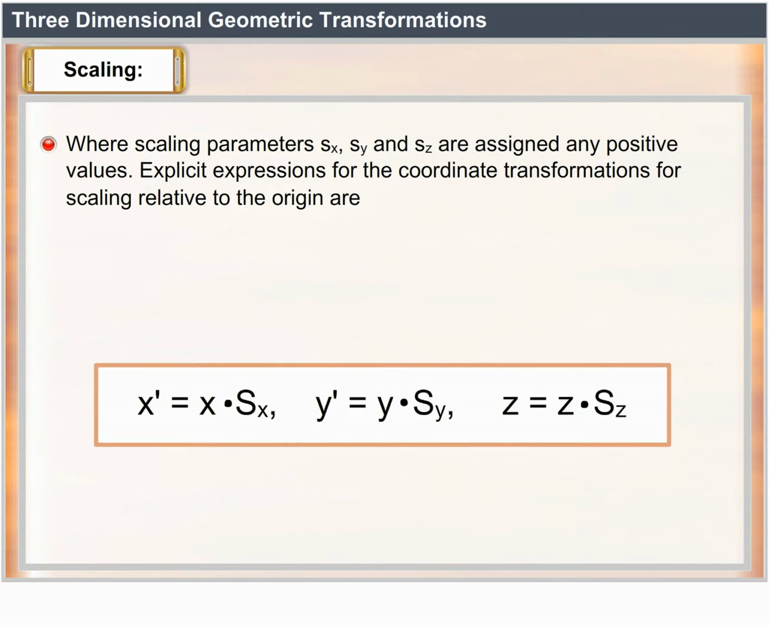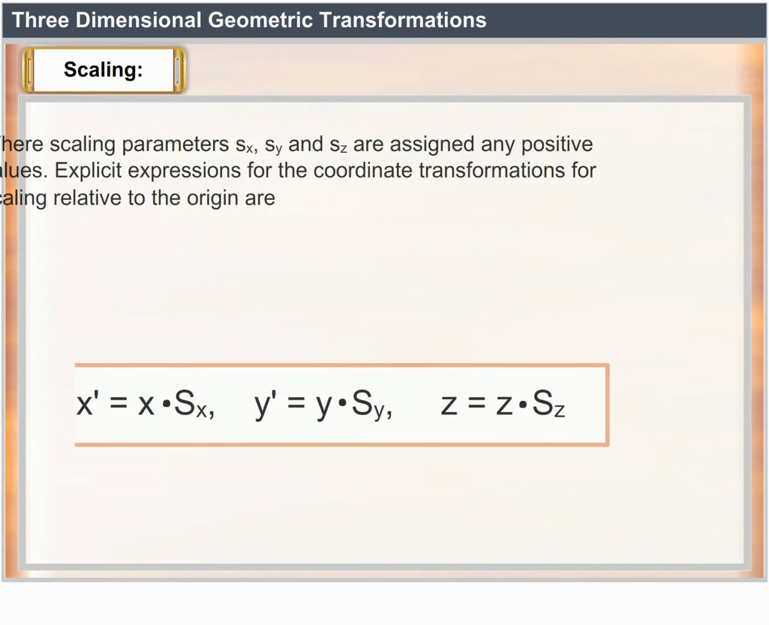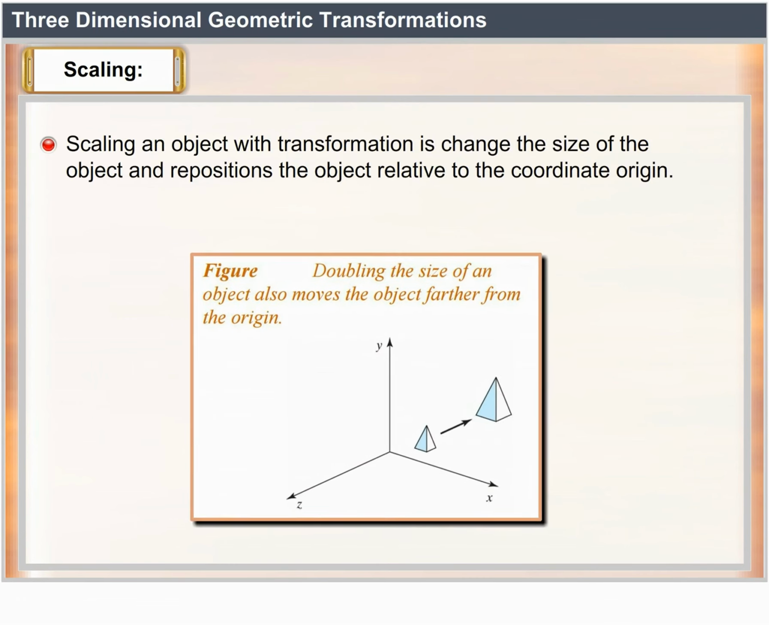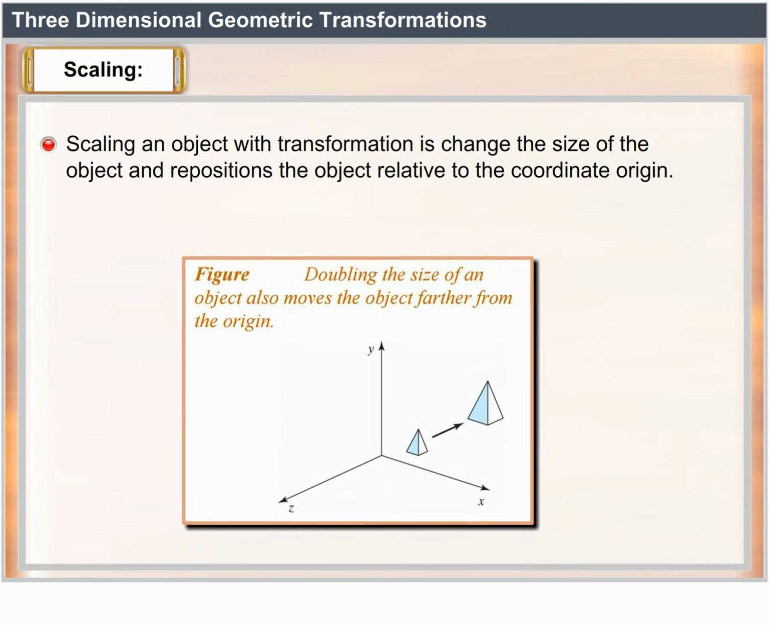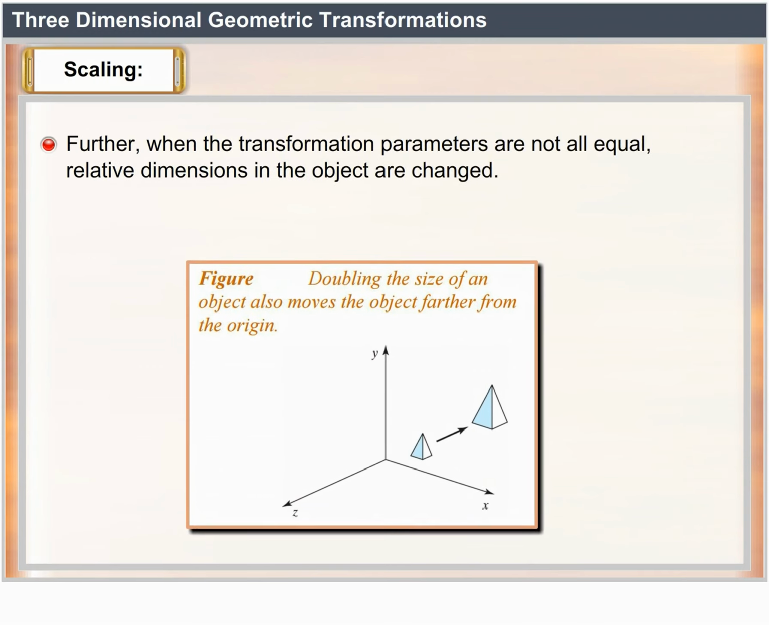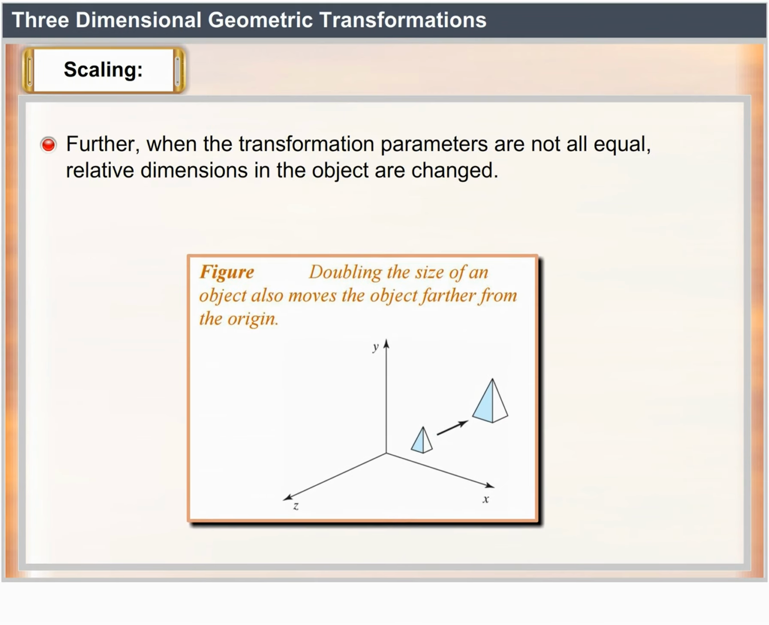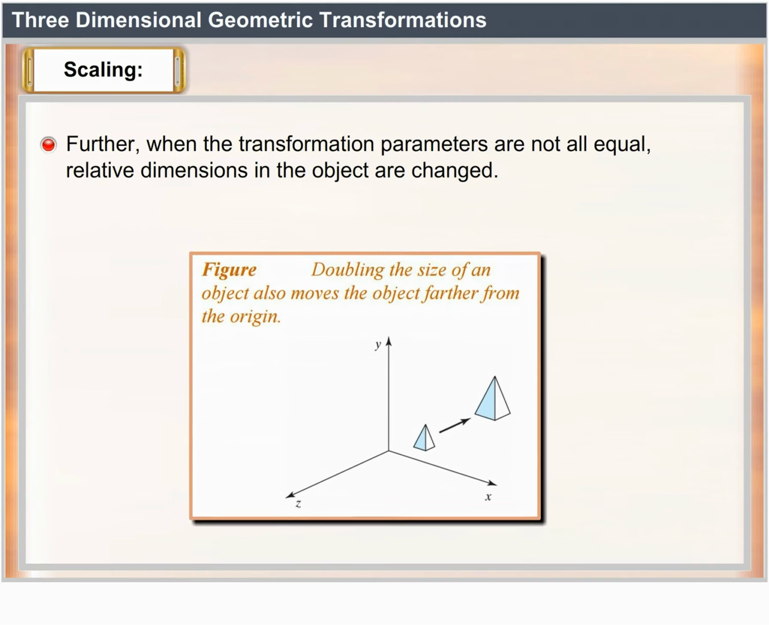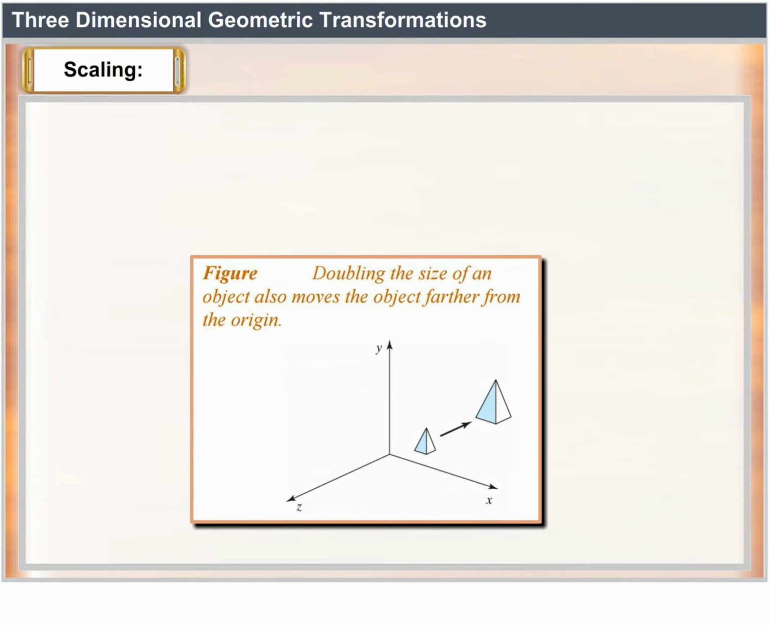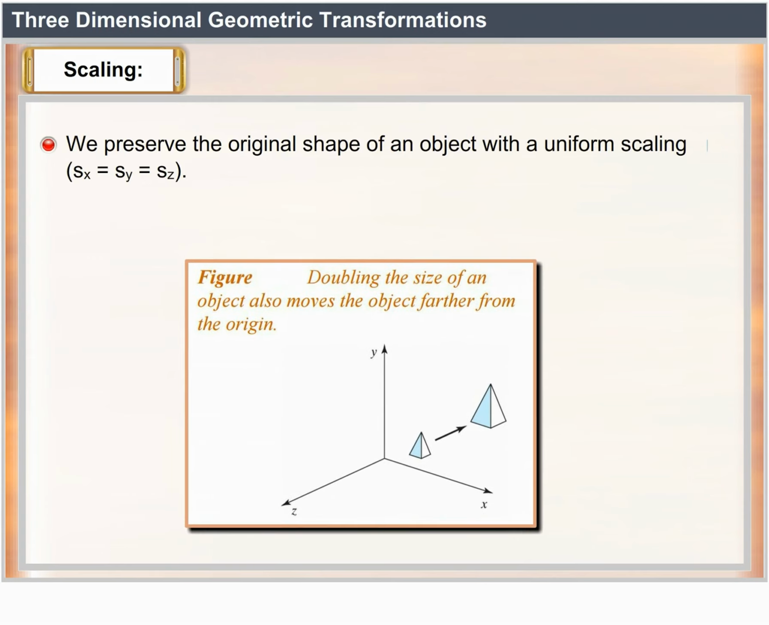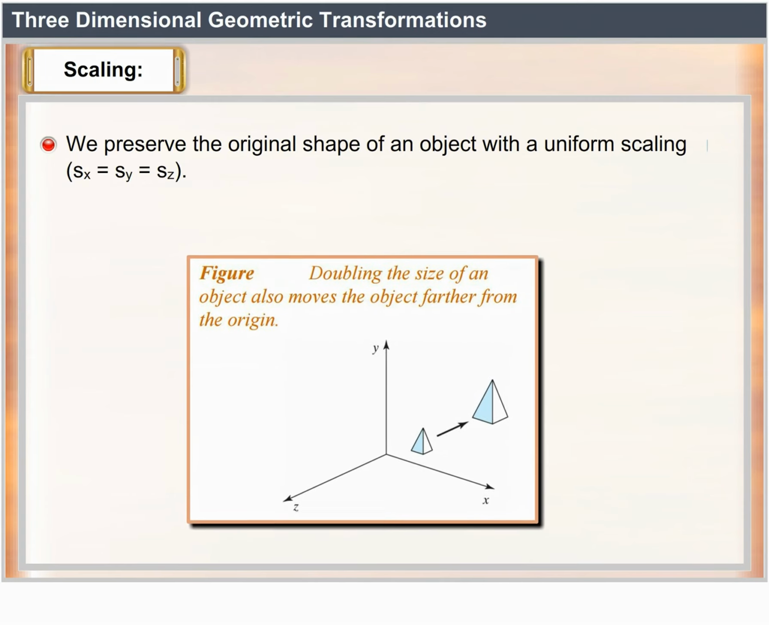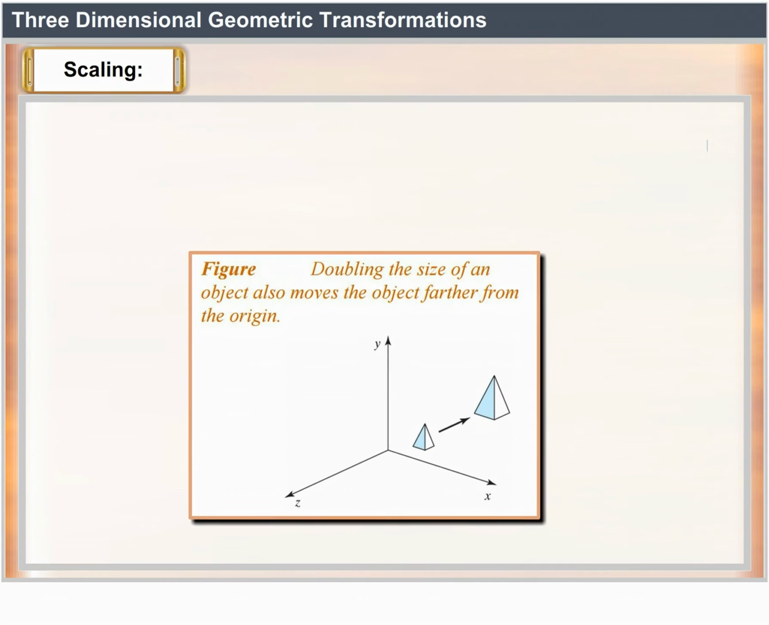Scaling an object with this transformation changes the size of the object and repositions the object relative to the coordinate origin. Also, if the transformation parameters are not all equal, relative dimensions in the object are changed. We preserve the original shape of an object with uniform scaling, Sx equals Sy equals Sz. The result of scaling an object uniformly with each scaling parameter set to 2, that is, doubling the size of an object, is shown in this figure.